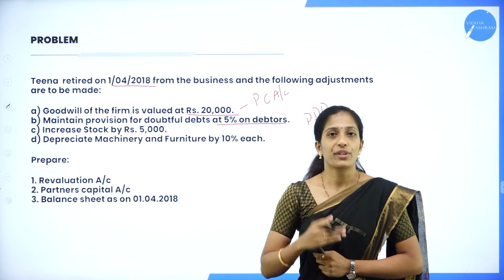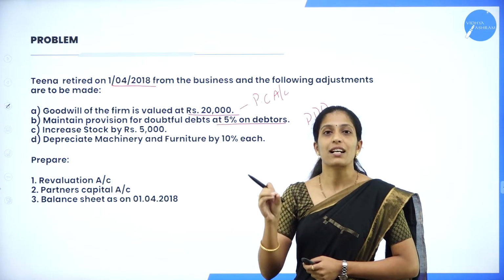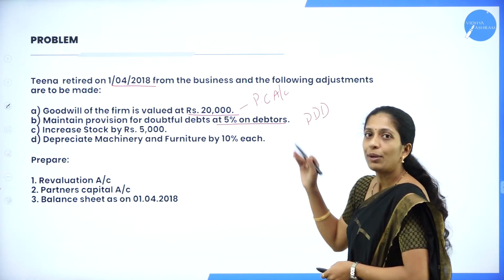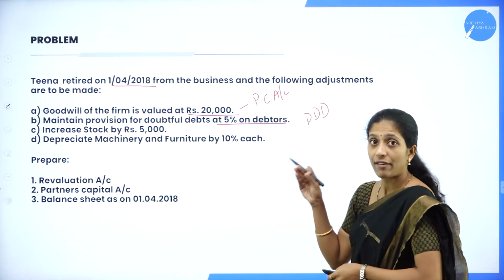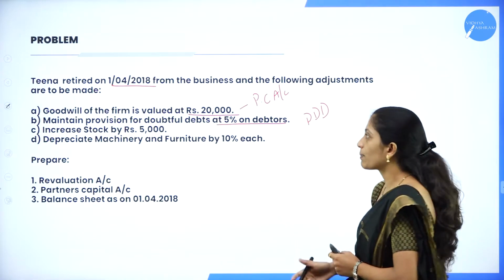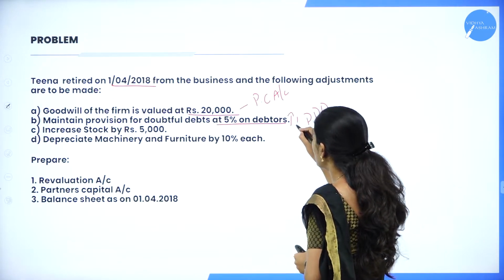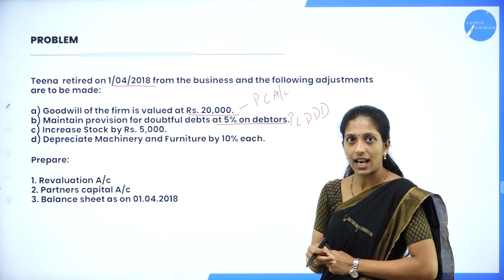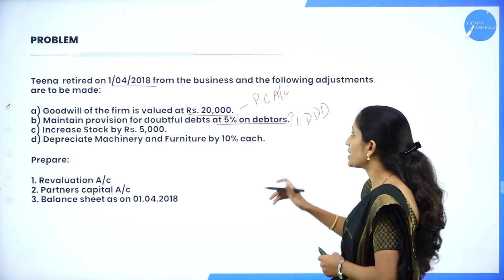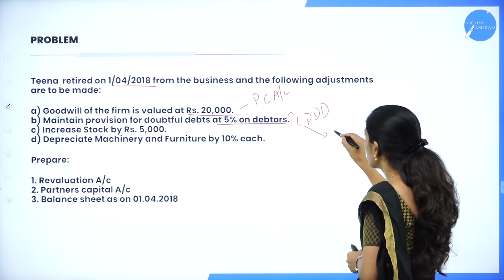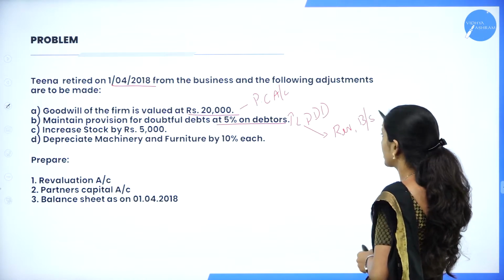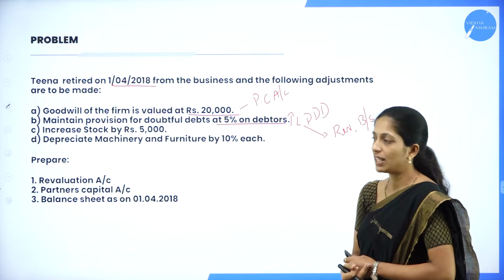As I have already told you in the previous session, anything which is deducted from debtors is treated as liability. So here also PDD is a liability, which they have not deducted in the balance sheet, but now they are telling us to deduct. So it means what? Increase in liability. Of course, a new liability has arisen, so the total liability has increased. So where do we record this adjustment? Once we have to record it in the revaluation account, and once we have to deduct it in the balance sheet, that is from debtors.